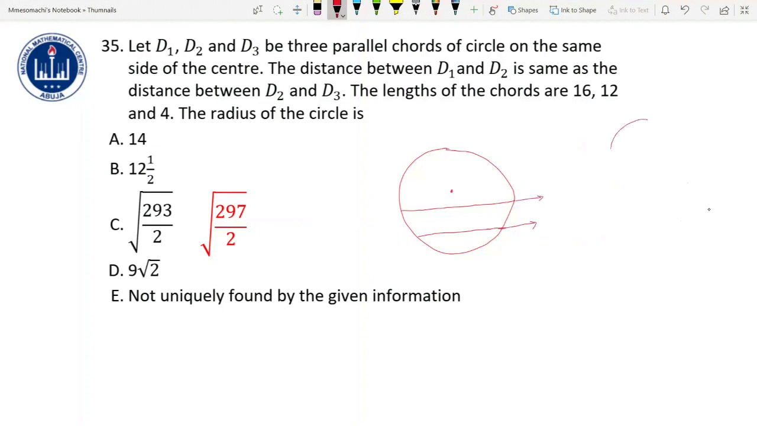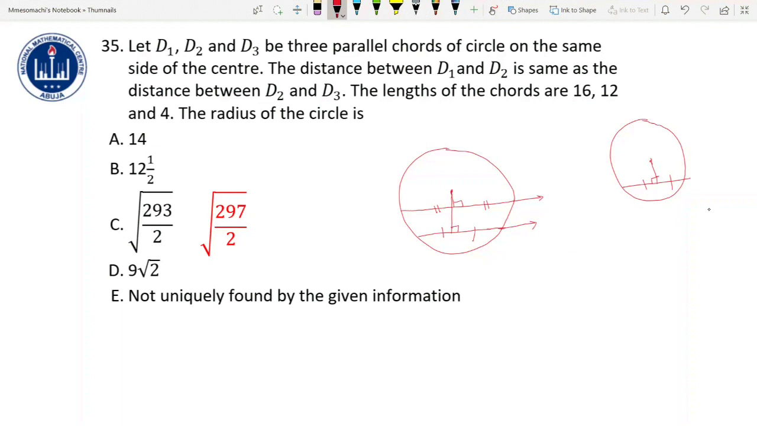Now, we're using the fact that the line drawn from the center of a circle to the center of a chord meets it at 90 degrees. So from the center of the circle, we draw a line to the midpoint of the first chord. And we know that this is 90 degrees. So let's say we draw another line to the center of the other chord, a different line, and also 90 degrees.